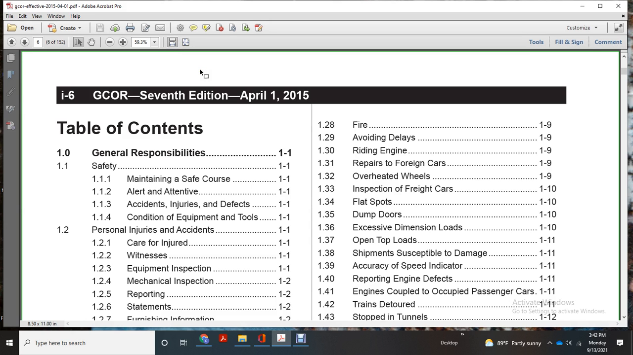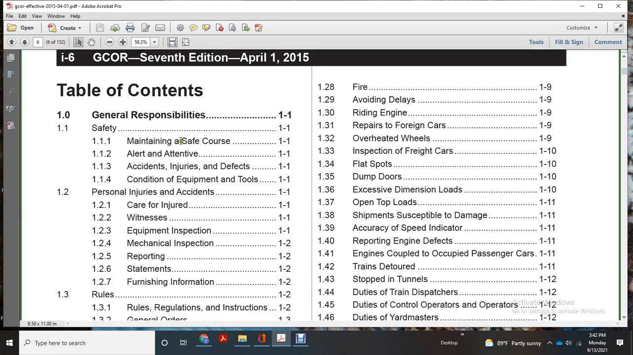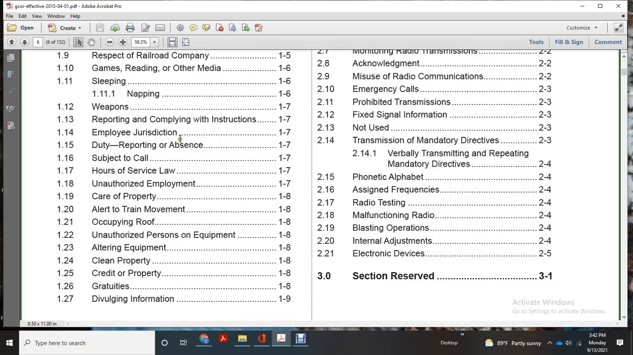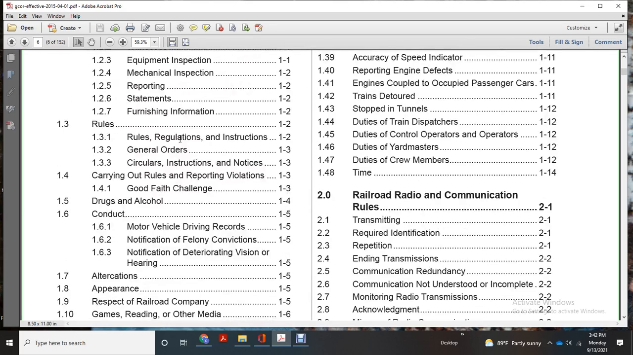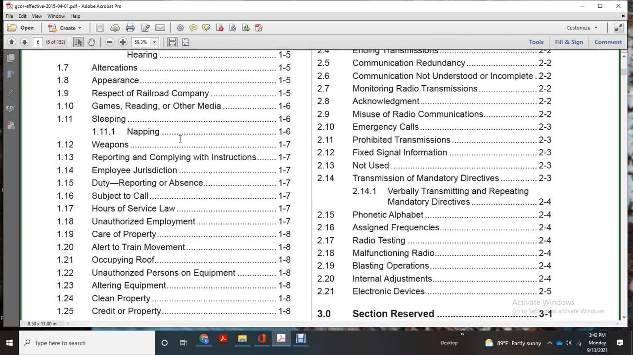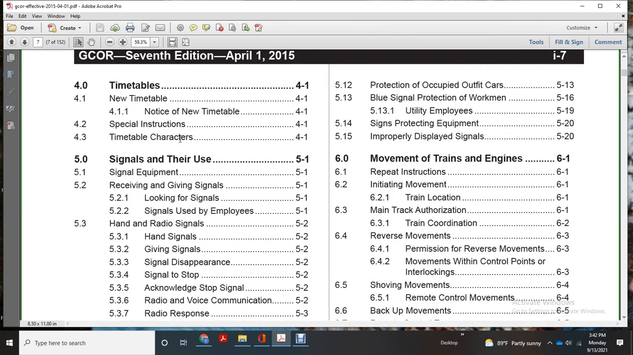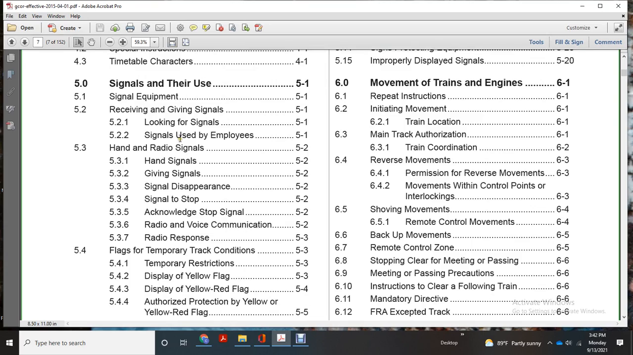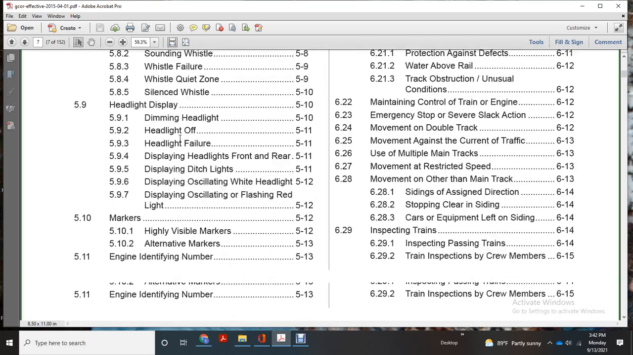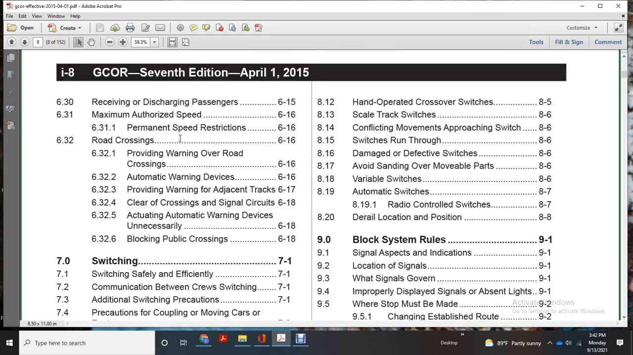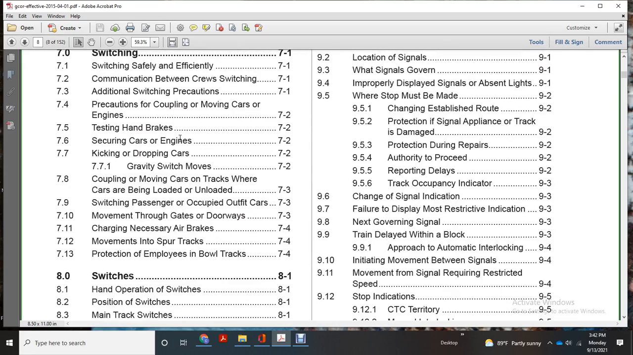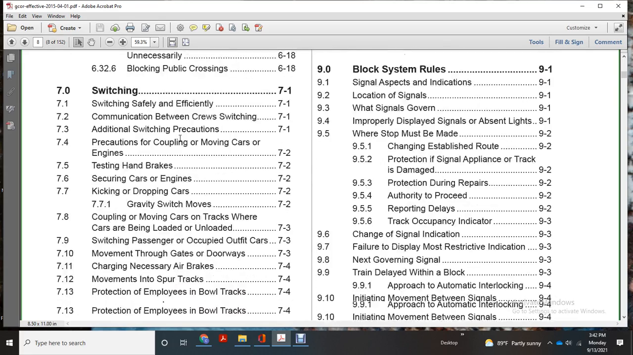We're just going to hit the major general responsibilities. Chapter 1. Chapter 2, Railroad Communication Rules. Chapter 3, Section Reserve. Chapter 4, Timetables. Chapter 5, Signals and their use. Chapter 6, Movement of trains and engines. Chapter 7, Switching. Chapter 8, Switches. Chapter 9, Block System Rules.